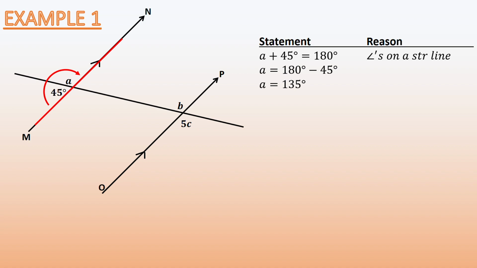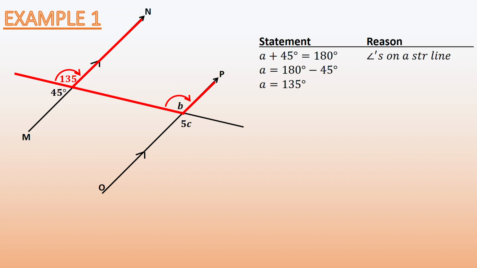I would suggest that at this point you go and fill in 135 for A on your diagram. That's exactly what I'm going to do. Then I'm going to work to find out B. These are at two separate points, so I know that I'm going to have to use my parallel line reasoning: either corresponding, co-interior, or alternating.